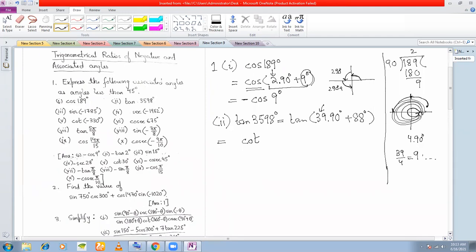38th rotation, you are in the second quadrant. 39th rotation, you are in the third quadrant, isn't it? Yes, sir. That means if you are in the third quadrant, tan is positive, right? So this sign remains a positive sign. And this, sir, we write 88 degree. Yes, tell me. Sir, but there is plus 88 also. That is what I'm saying. Yes, sorry, there's a plus 88.